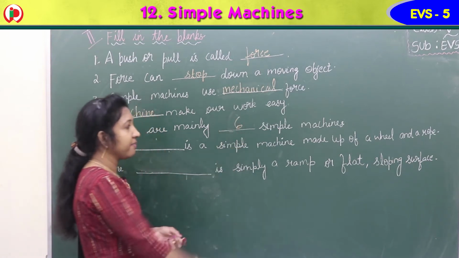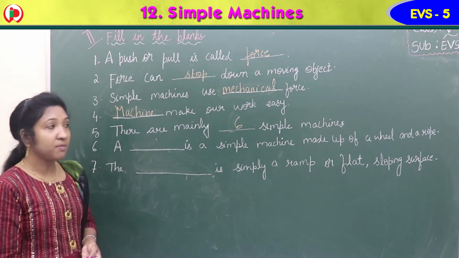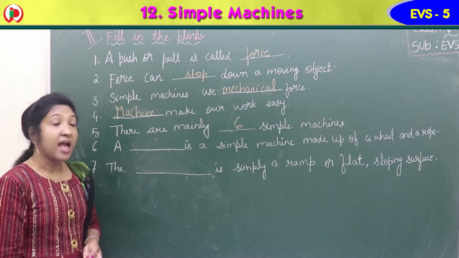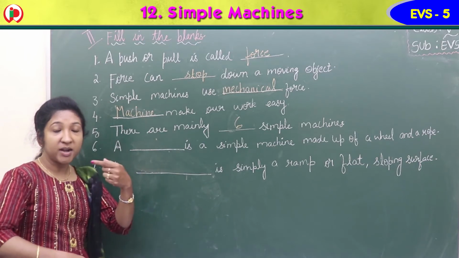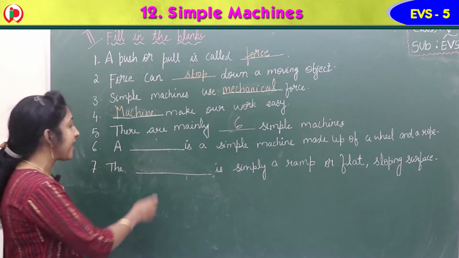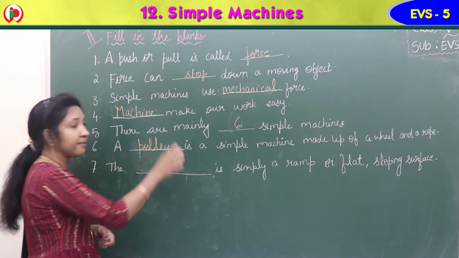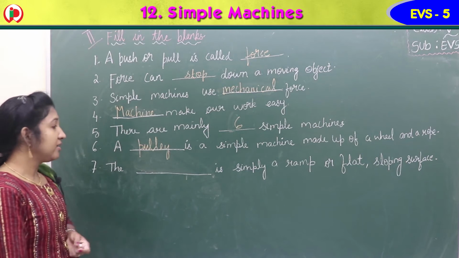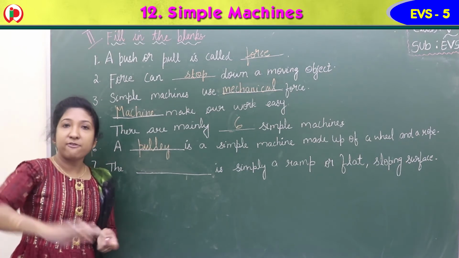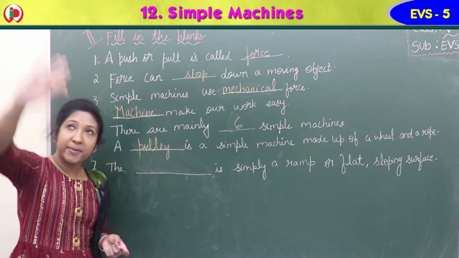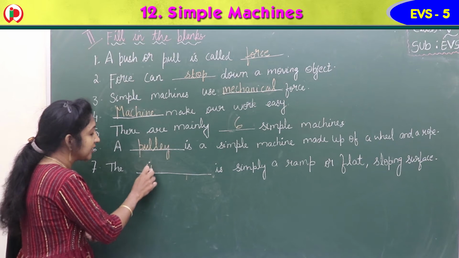So 6. Now the sixth question, a dash is a simple machine made up of a wheel and a rope. A wheel and a rope is nothing but which simple machine? Yes, pulley, P-U-L-L-E-Y, pulley. The last one, the dash is simply a ramp or flat sloping surface. A flat sloping surface is nothing but the inclined plane.